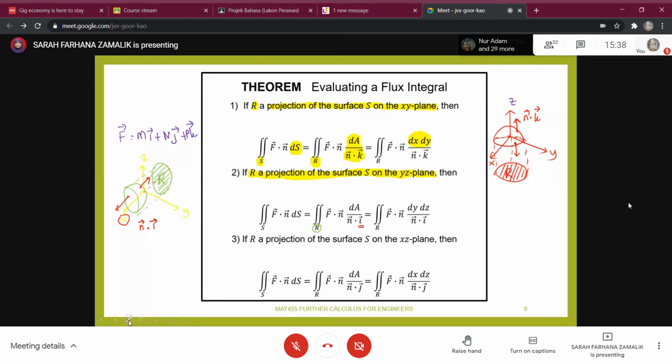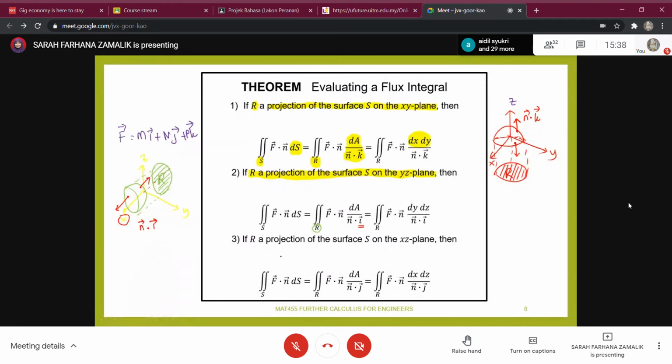So that is why we need to look at the direction, and look first at where the projection is and what shape our surface has. Then you know what to dot with, and we dot with the i vector because the unit normal is pointing positive X or negative X.